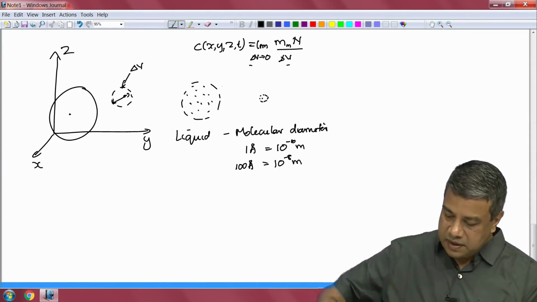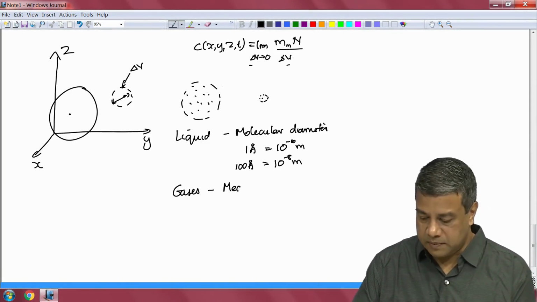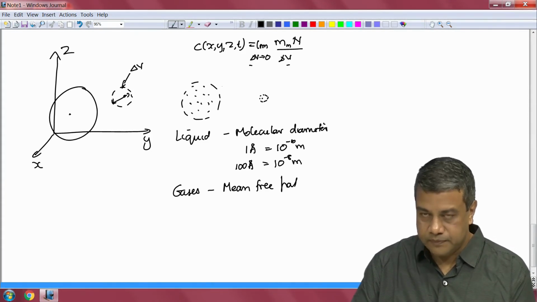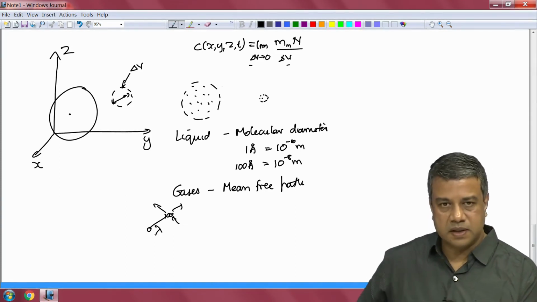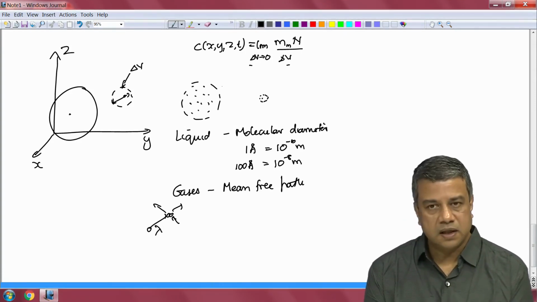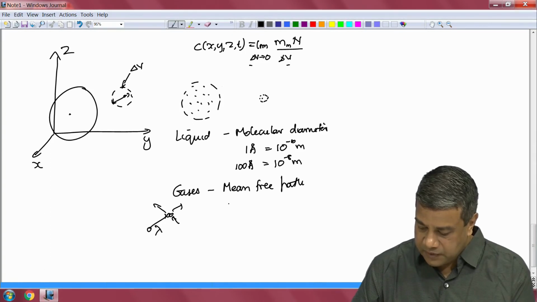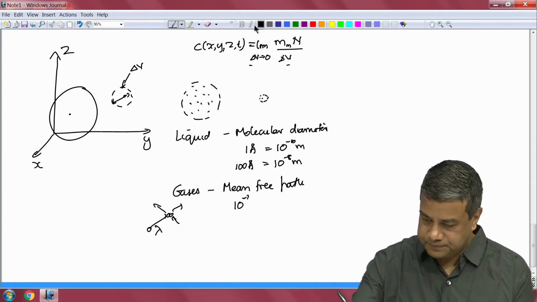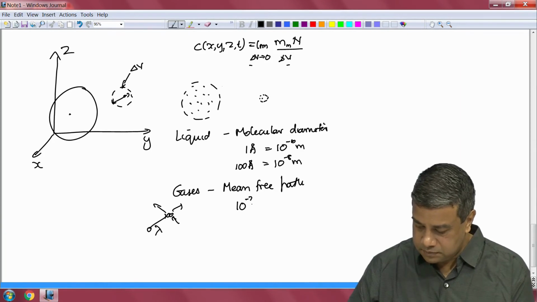In the case of gases, the microscopic scale is what is called the mean free path. In a gas, this is approximately the distance that a molecule travels before it collides with another molecule. It goes by the symbol lambda, and we will calculate it in this course. So, in a gas, the mean free path is the molecular size, and this mean free path is approximately 10 power minus 7 to about 10 power minus 8 meters typically.